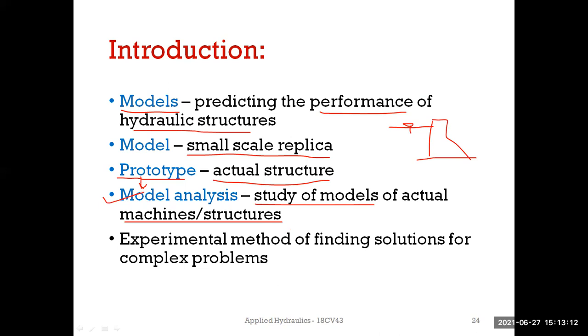The study of models of an actual machine or a structure is called model analysis, and this is one of the experimental methods of finding a solution for a complex problem. It is an experimental method because you are actually going to test the model. So it is an experimental method of finding solutions for complex engineering problems.